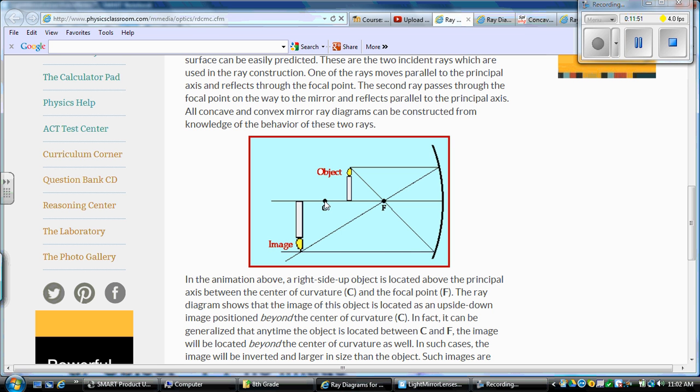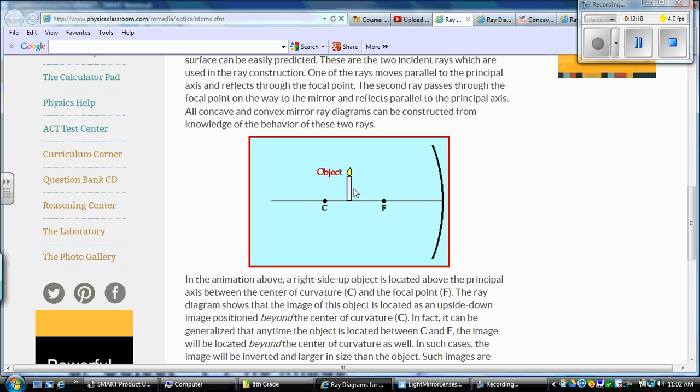Okay, so remember our previous image was located over here. This is in between the center of curvature, twice the focal length, and the focal point. Okay, so same thing. You're going to draw the incoming rays parallel, then reflecting ray through the focal point, incoming ray through the focal point, reflecting ray parallel. Where those 2 reflecting rays intersect, right where my arrow is, that's where the image is drawn.